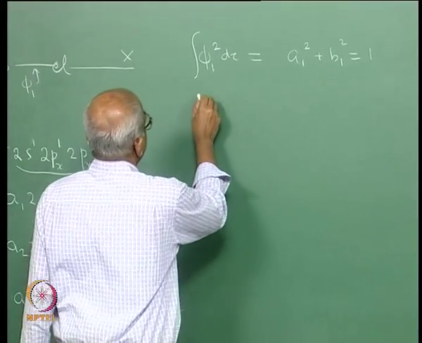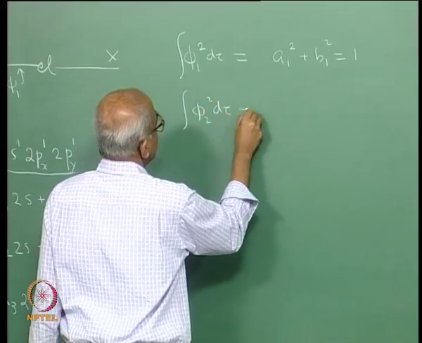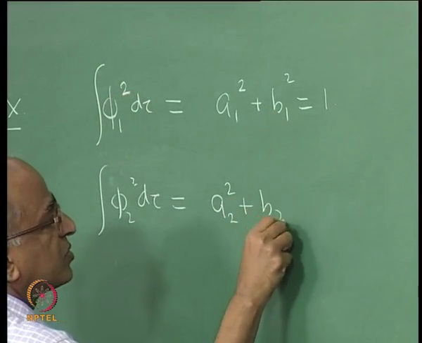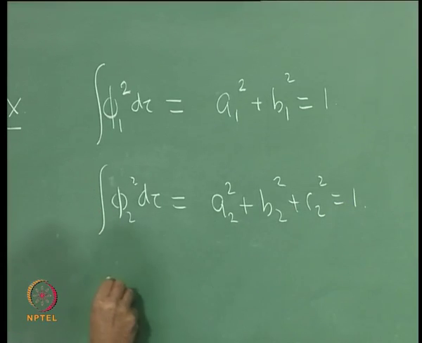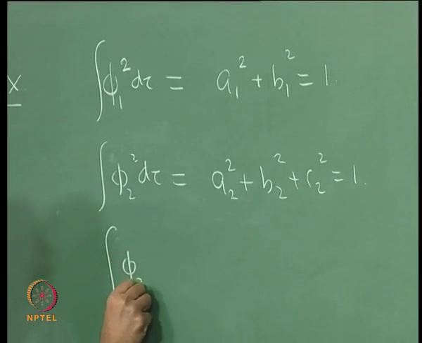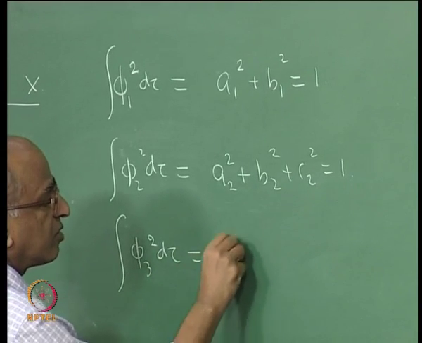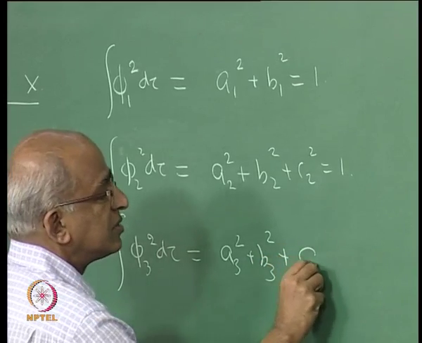Similarly, if you integrate phi 2 square d tau, you are going to get a similar equation. That is going to be a2 square plus b2 square plus c2 square, and this should be equal to 1. The integral of phi 3 square d tau must be a3 square plus b3 square plus c3 square, equal to 1.